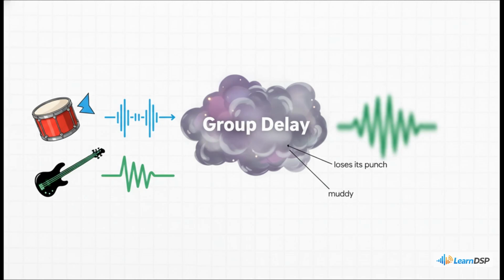And when you have high group delay, especially down in the bass, you get these really specific problems you can hear. That kick drum? It loses its snap. It feels kind of slow and laggy. The bass guitar sounds muddy. You can't quite pick out the notes. It just robs the low end of all its impact, even when the frequency response graph looks perfectly flat.